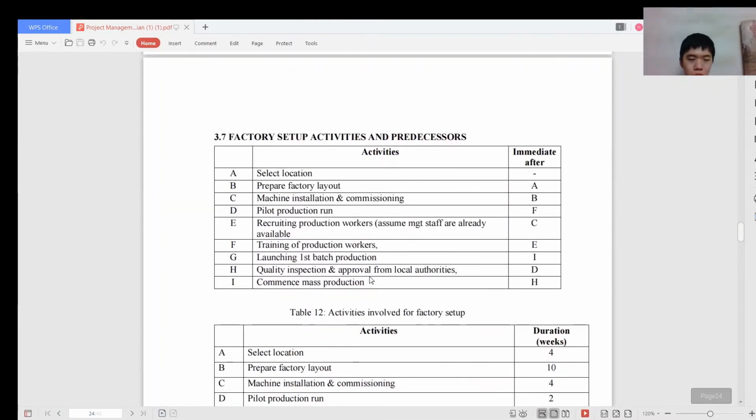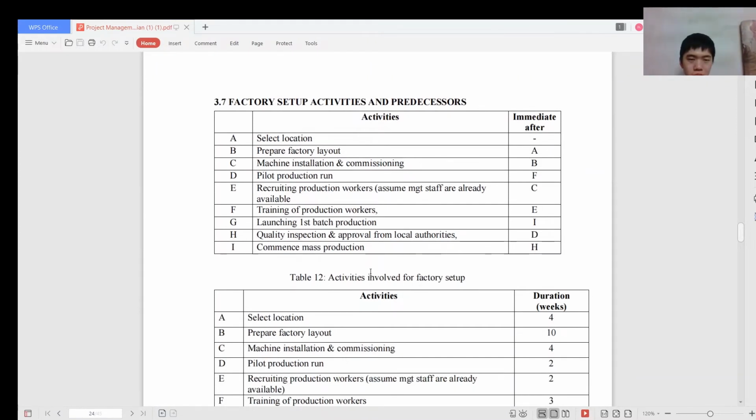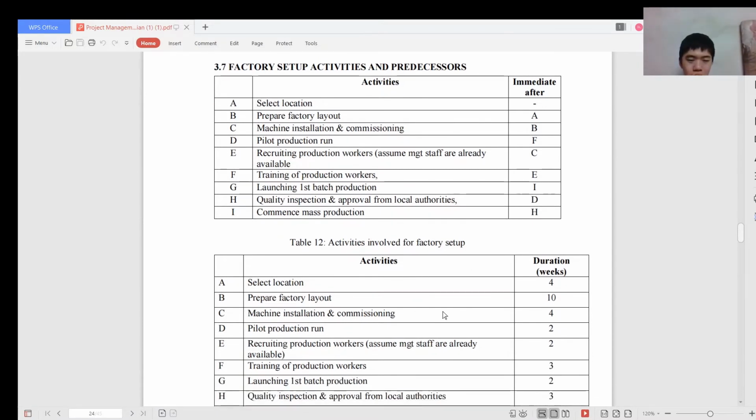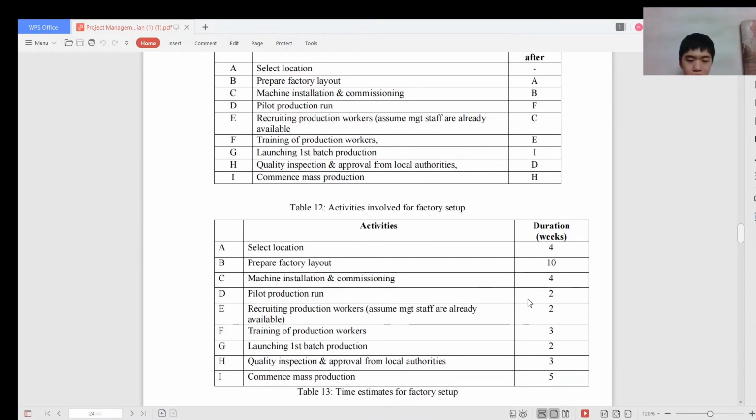These two tables show the factory setup activities and predecessor activities. There are 9 activities in total. Activity B has the longest duration at 10 weeks. Activities D, E, G have the shortest duration at 2 weeks.